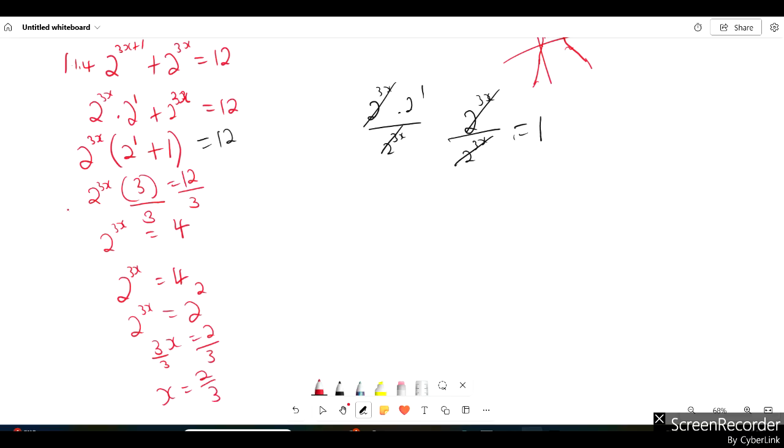You can even substitute where there is x, as if you want to prove that you got it right. You can substitute this 2 over 3. Where there is x, put 2 over 3, and then you will get 12.